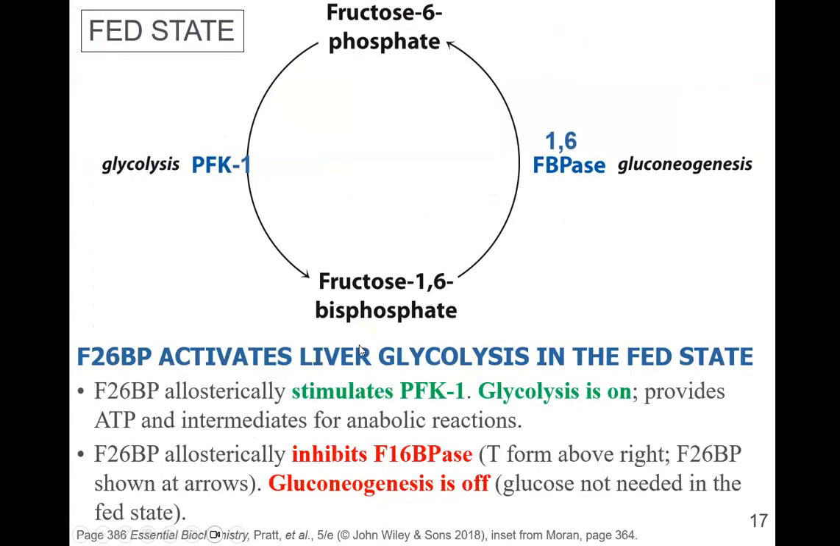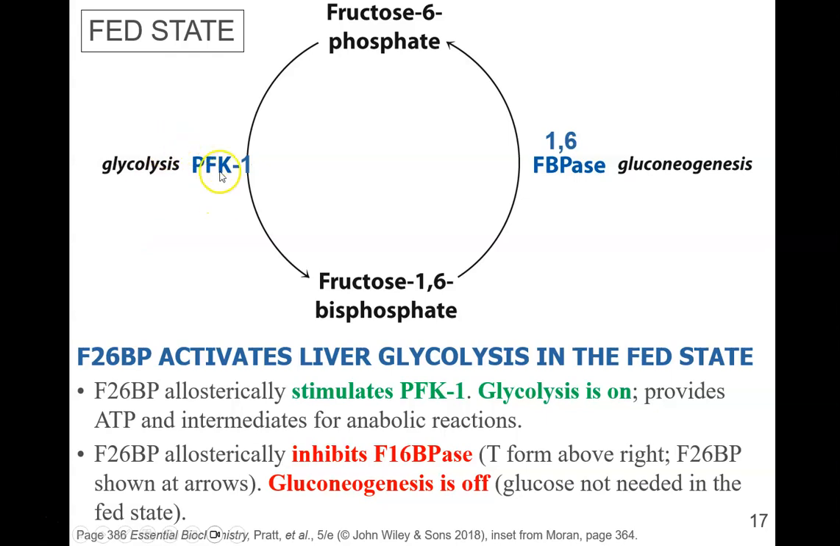So let's talk about how we figure this out. I'm in the fed state. In the fed state, I want glycolysis to be on because I'm fed. I don't need to make glucose because I'm eating glucose. Glycolysis is on in the liver to provide ATP and biosynthetic intermediates. When you're fed, that's a good time to make biosynthetic compounds, glycogen and fat.